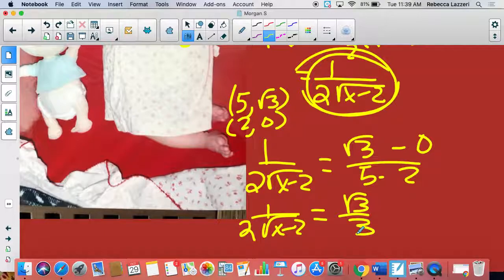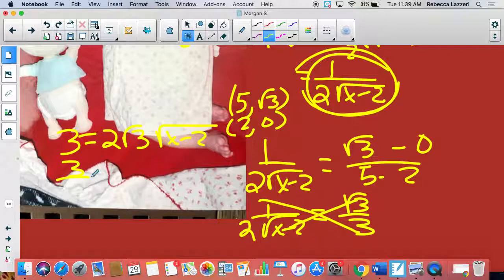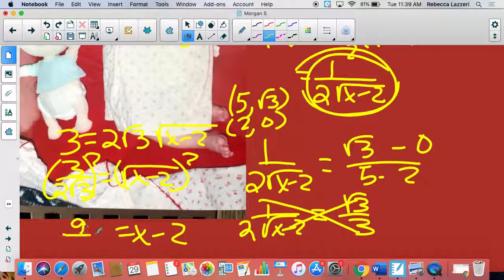Oh, and I can't expand it. So I have 3 equals 2 root 3 times the square root of x minus 2. Sorry, I'm writing in yellow. So I'm going to say 3 over 2 root 3 equals the square root of x minus 2, and I'm going to square both sides. So it gives me x minus 2 equals 9 over 12, I believe. Does that look right? Yeah. And what is that? 3/4. So x is 2 3/4.